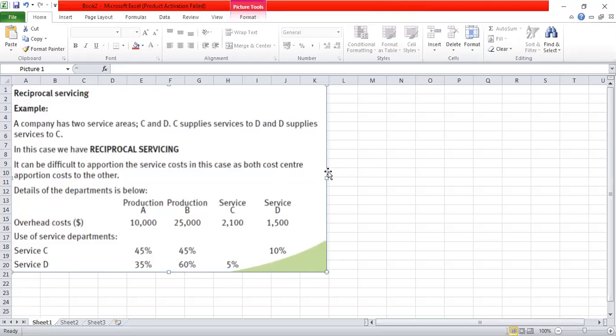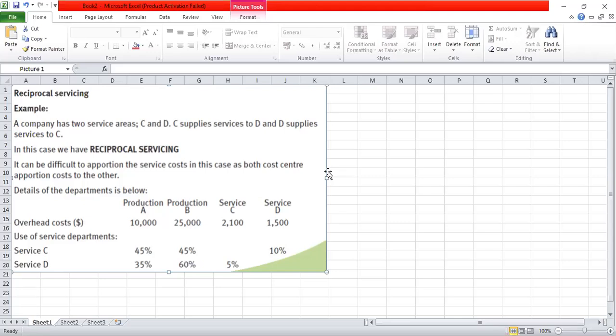After that, use of service departments. See, service department C is rendering services to A, B, and D. So, in what proportion? 45% of the services provided to A, another 45% of services provided to B, the remaining 10% of services provided to service department D. Then service department D, on the other hand, 35% of their services are towards production department A, 60% is towards production department B, and 5% of the services are to the service department C.